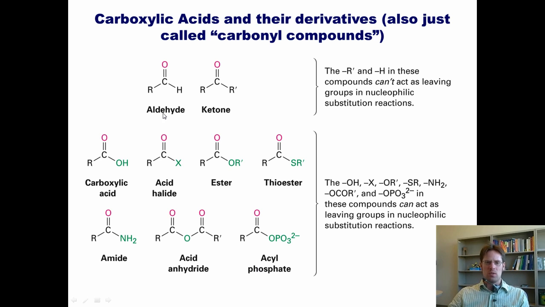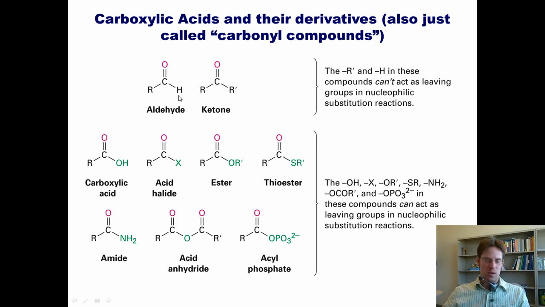Aldehydes and ketones, which are featured at the top of this slide, are different from the remaining compounds down here because they don't have good leaving groups bonded to their carbonyl carbons. All of these other carboxylic acid derivatives have fair to good leaving groups bonded to their carbonyl carbons. These leaving groups include this OH, this halogen, this OR, this SR, and so forth.